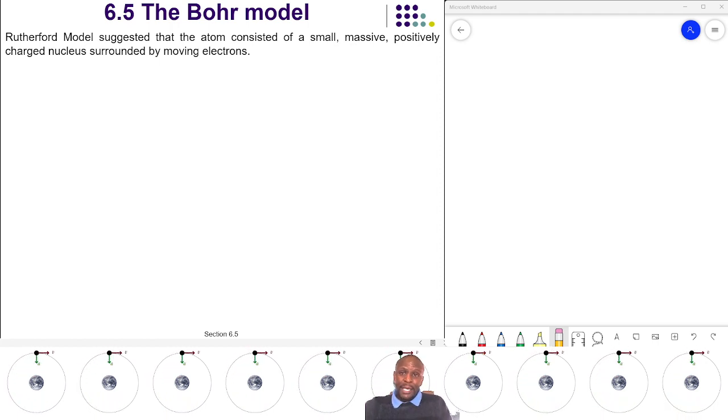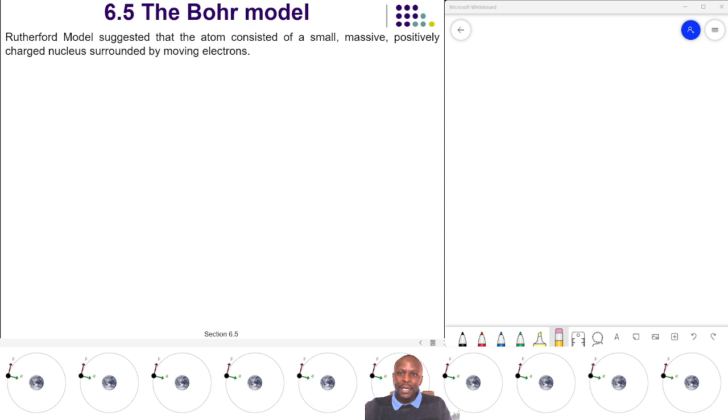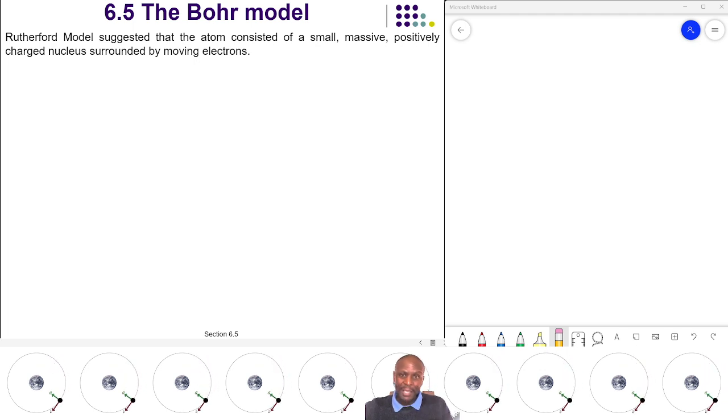Now today's lecture is about the Bohr model, which is section 6.5 in our prescribed textbook. As you can recall, we have dealt with two different atomic models, the Thomson model, which others call the Plum-Pudding model, and we have also done the Rutherford model. Now today's lecture is about the Bohr model.